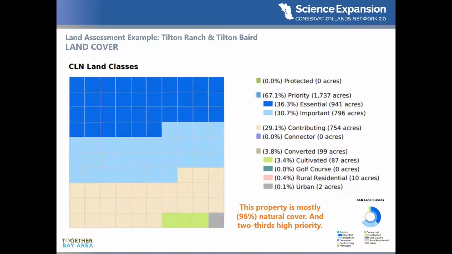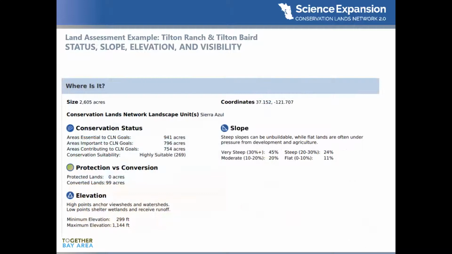Like, show me how much of the land is a priority for the CLN, and of those priorities, how much is essential and how much is important. So all this map is done. A take home here, 96% of this property is natural cover and 2/3 is high priority. So that's another neat selling point.